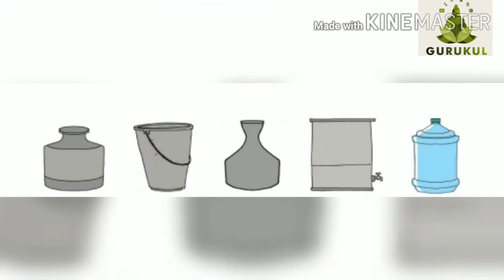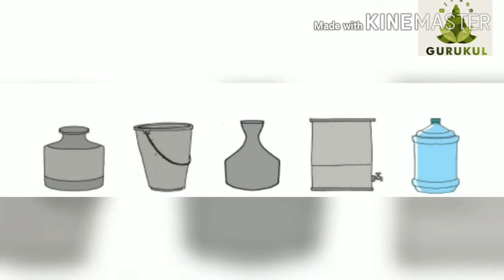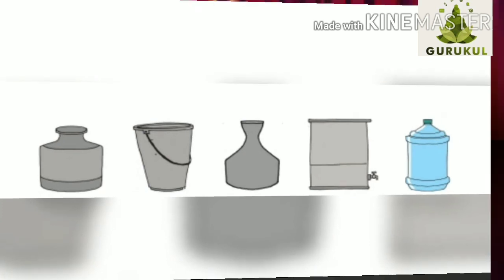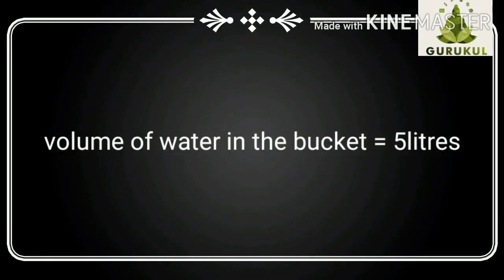You can see different containers in this picture. When we add 3 liters of water into each, the water will take a different shape. This happens because each container is of a different shape. But the volume of water in each container is 3 liters. 5 1-liter bottles of water were poured in a bucket. So, the volume of the water in the bucket is 5 liters.